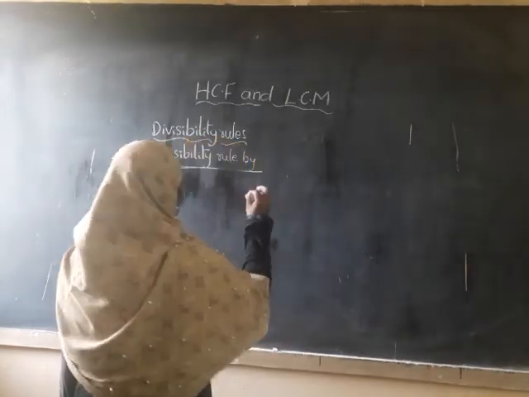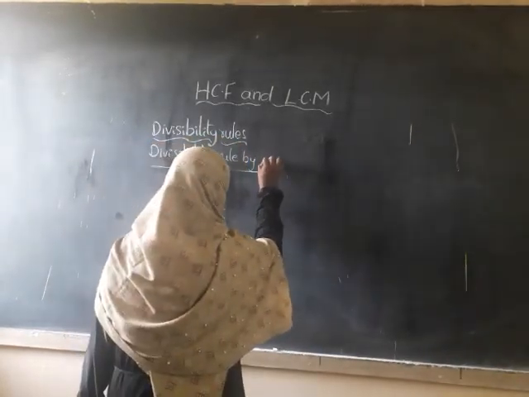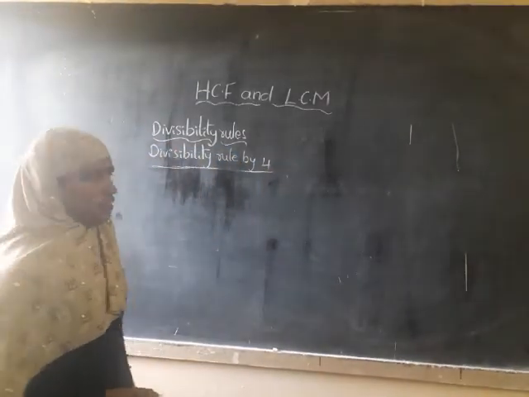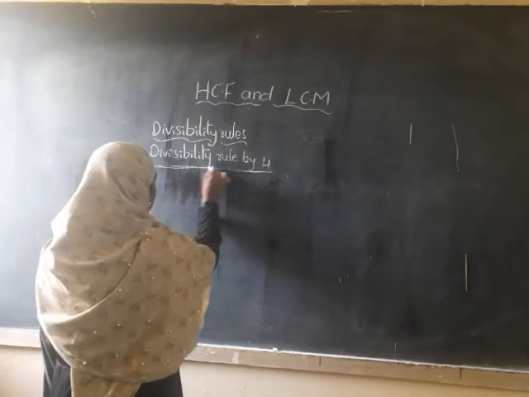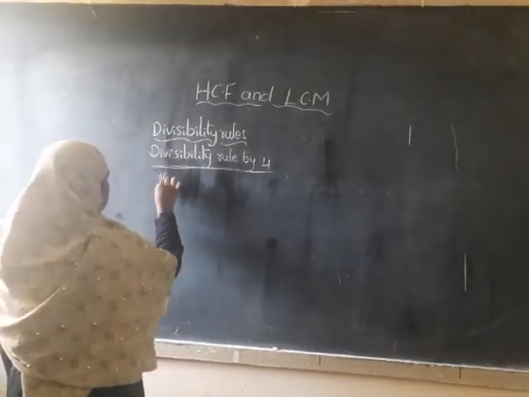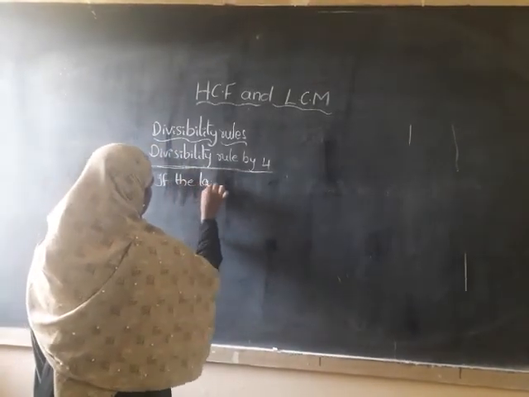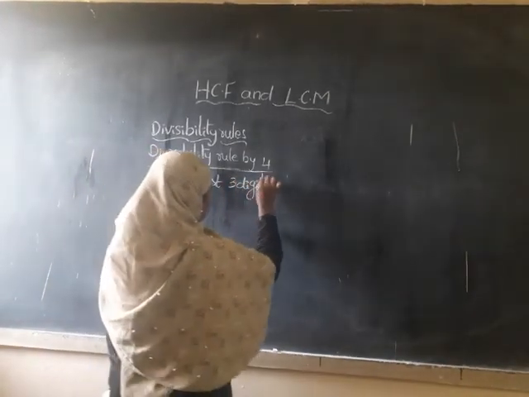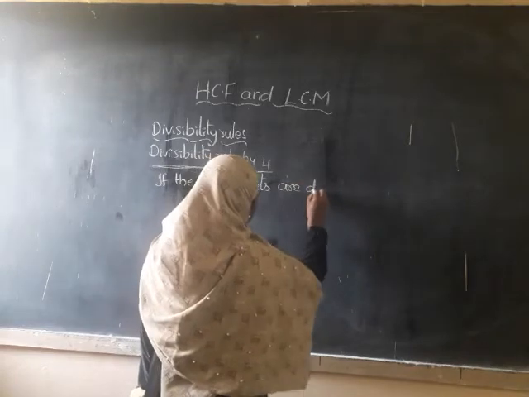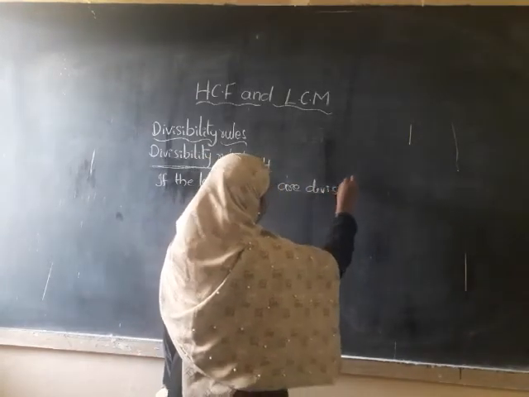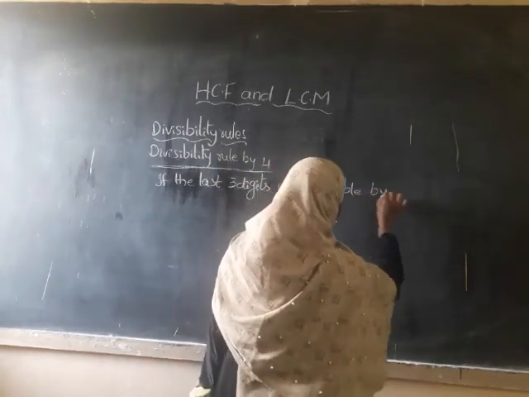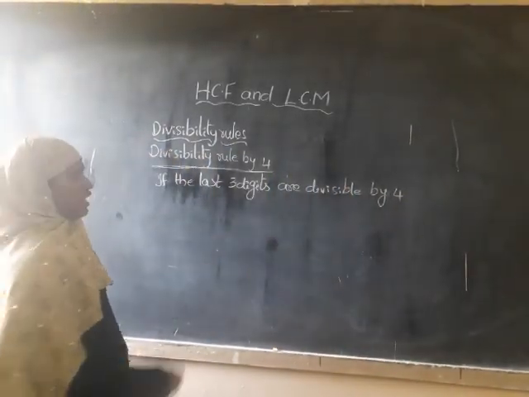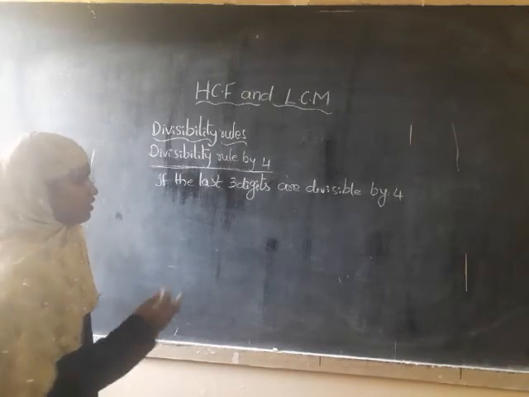Next, divisibility rule by 4. If the last 3 digits are divisible by 4, then that number is completely divisible by 4.